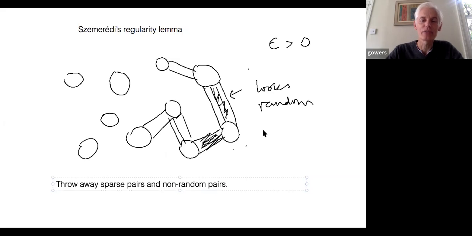So once we've done that, we're left with the graph that's like this, but we have the additional information that whenever you've got an edge between two blobs like this, this graph here doesn't just look random, but it's also reasonably dense, because we got rid of all the ones that weren't random and all the ones that weren't dense. Now I claim that that graph does not contain a triangle. We've thrown away not very many edges. I claim that there's no triangle. So for that, I think it's useful to have another picture.